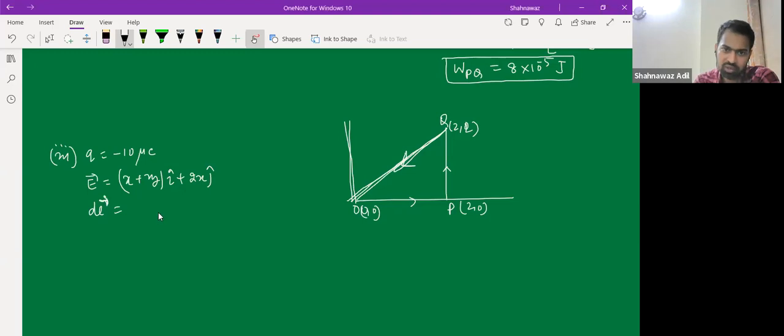Yes, dl would be in 2 dimensions. What did we have? dx i. Will it be dx i only? Yes. So it will also have a dy j. Yes, correct. So dx i plus dy j. So this is the length element that we have.